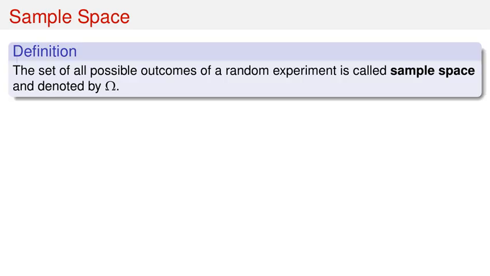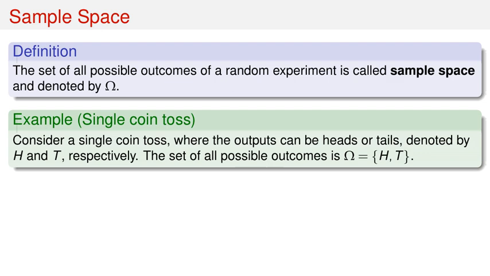Now we move to the core concepts for probability: sample space. The set of all possible outcomes of a random experiment is called the sample space, and we will denote it by omega. Let's look at an example. A single coin toss. The outcomes can be either heads, denoted H, or tails, denoted T. So the set of all possible outcomes, our sample space omega, is the set {H, T}.